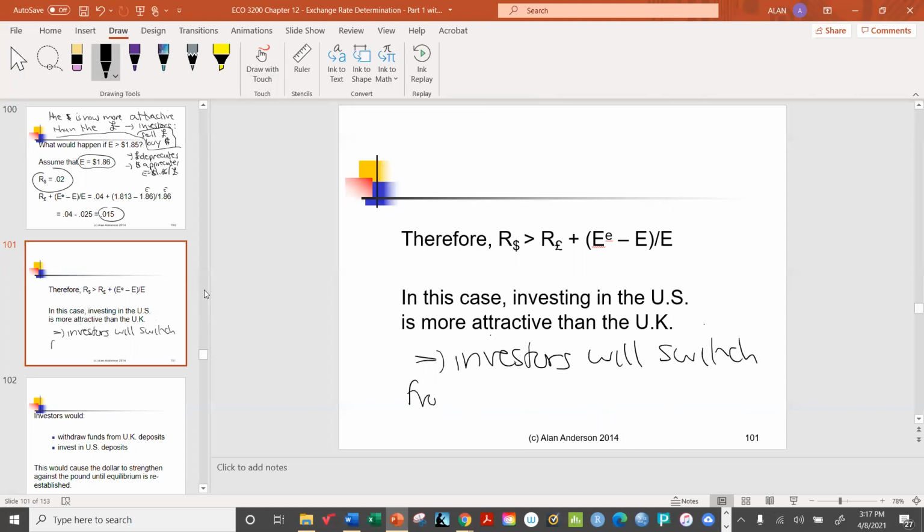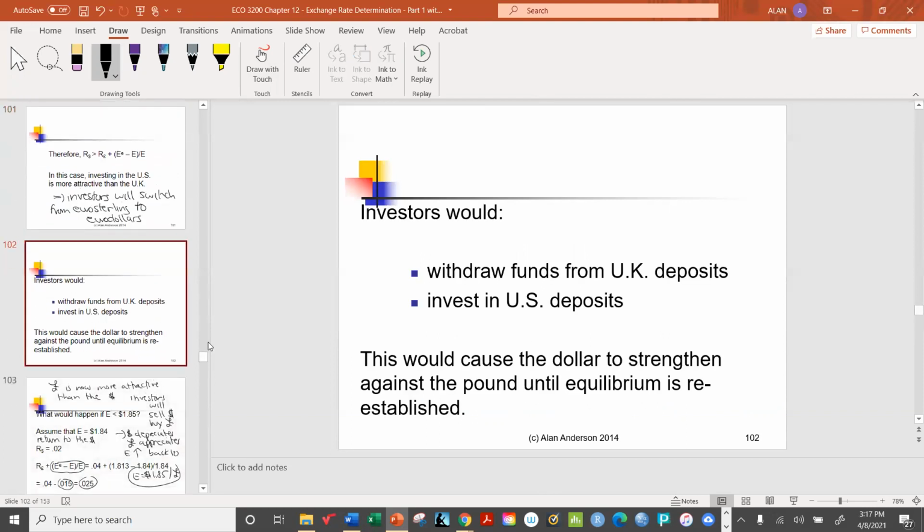From euro dollar sterling to euro dollars. And so when that happens, what's going to happen to E? So they will draw their funds from UK euro sterling deposits, and they'll invest in euro dollars.